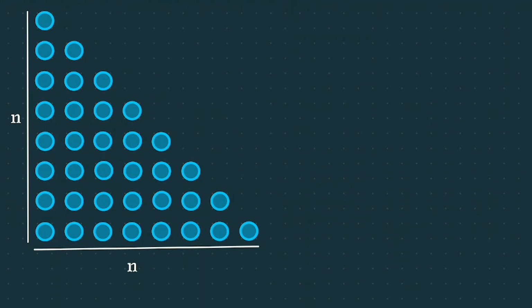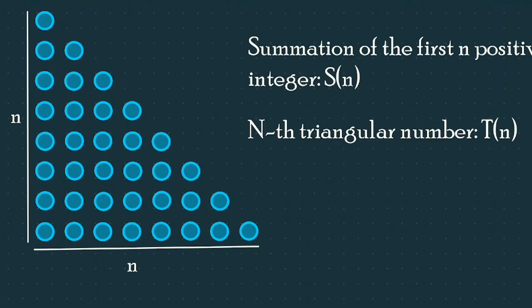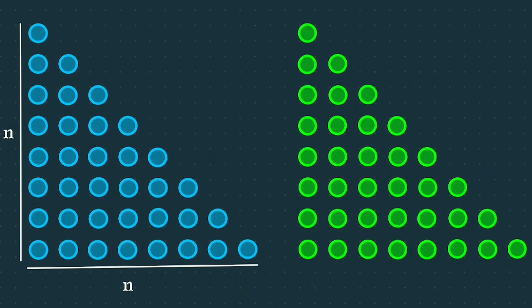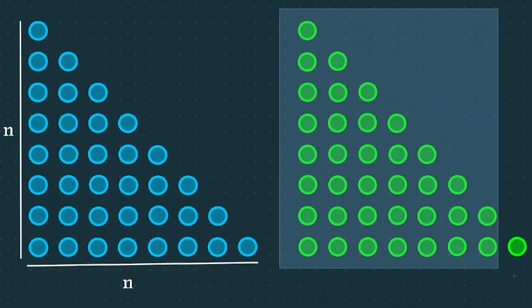More specifically, if we denote the summation of the first n positive integers with s(n) and the nth triangular number with t(n), then we have s(n) equal to t(n). Now, consider these two triangles. Even though both of them have 8 entries in the height and the base, for the sake of deriving the generalized formula, we are going to assume that there are n entries. That means the total number of entries, in this case the number of small circles, is s(n) in each of the triangles. Now we are going to do a magic.